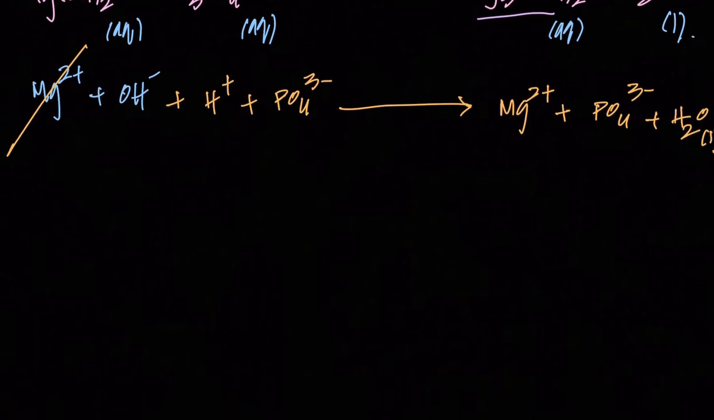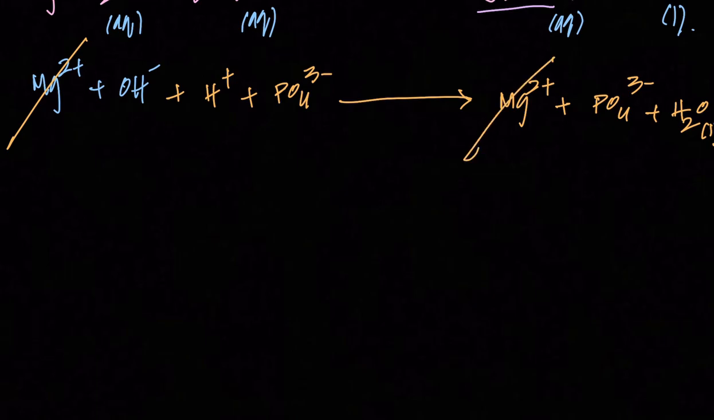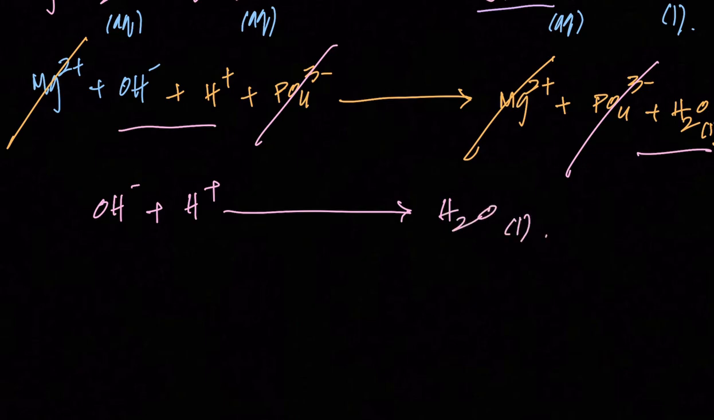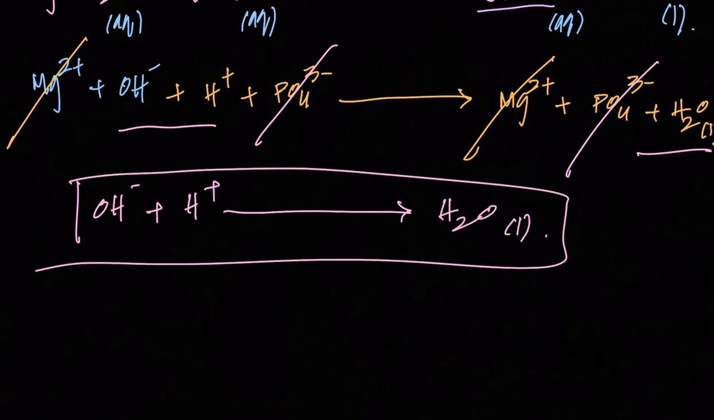So Mg2 plus cuts out with Mg2 plus because they're the same. PO4 3 minus cuts out with PO4 3 minus, and the only thing that has changed is the OH minus reacting with the H plus ions to give you water. So for all acid base, even if they say carbonic acid or acetic acid or citric acid reacts with the base, what's the ionic equation?